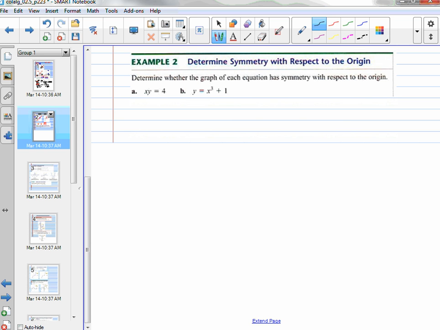So, if I take this and change it to a negative x, and that y to a negative y, and simplify it, well, a negative times a negative is a positive xy. It's the same thing, right? A is symmetrical with the origin.